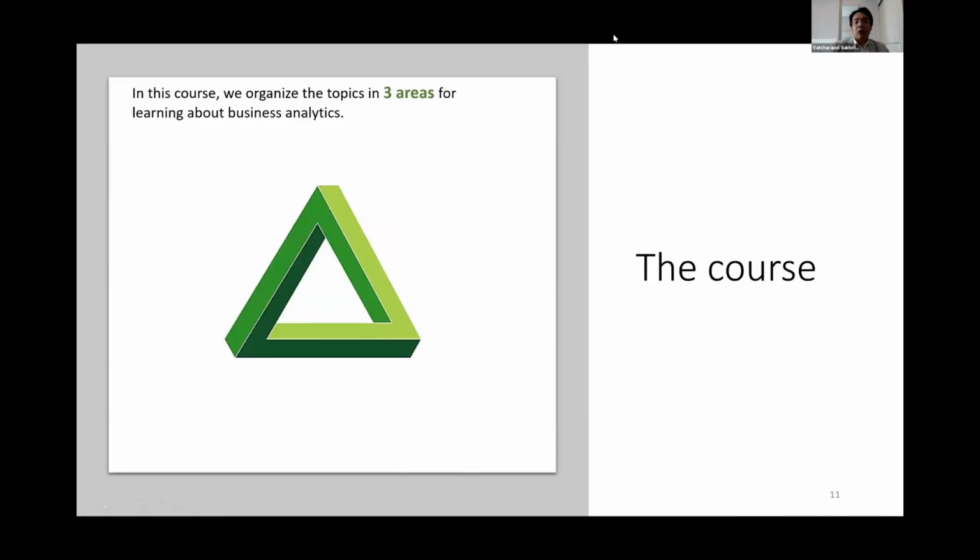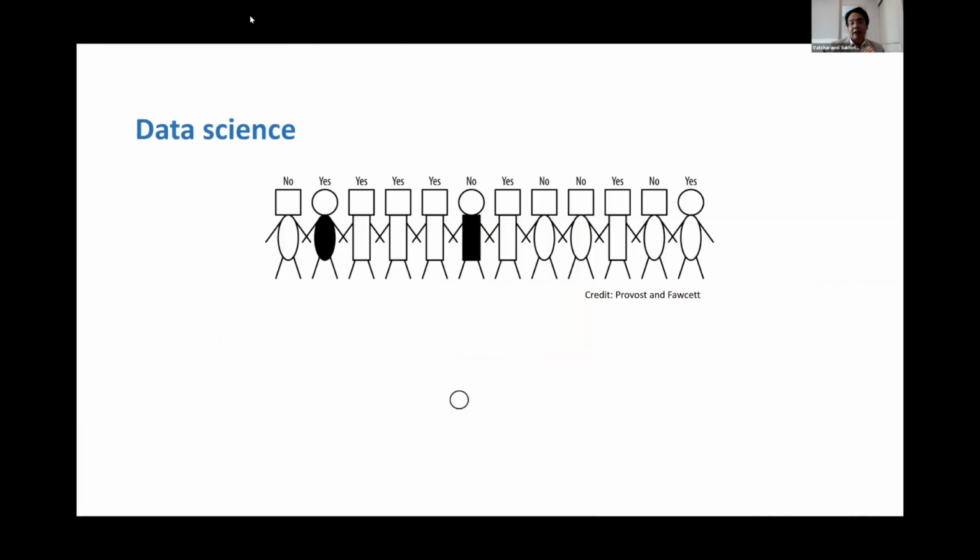So in our course, the intro to business analytics, our course will be organized in 3 areas. One is in the area of data science. The other one will be in the statistics, and the last one will be in management science. And then we will go one by one to give you an overview of what that means. Let's start with data science.